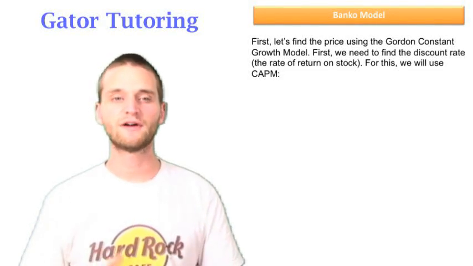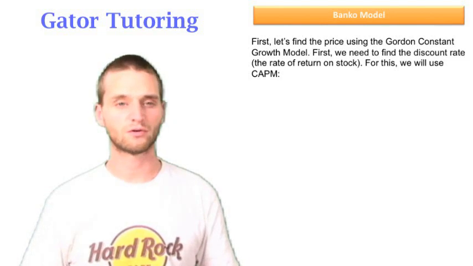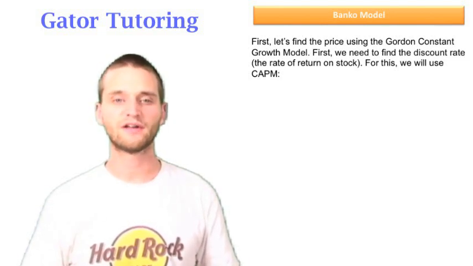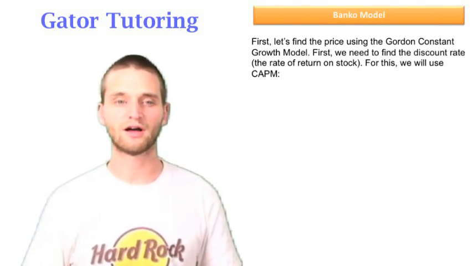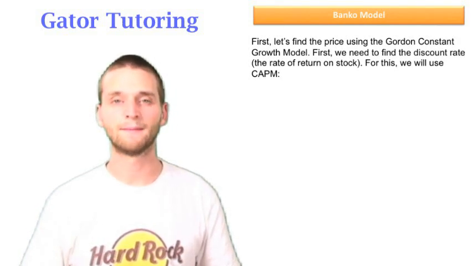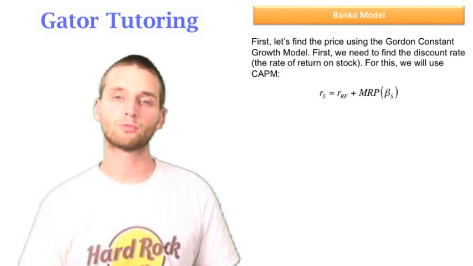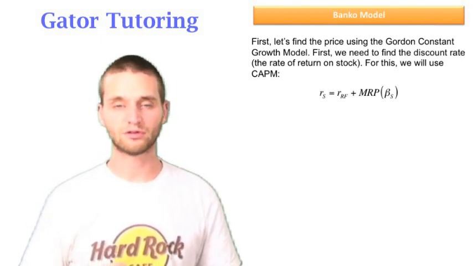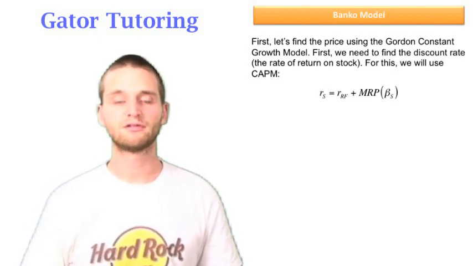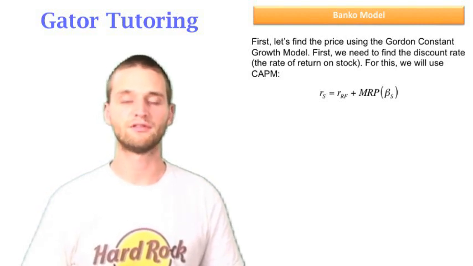So first, let's find the price using the Gordon constant growth model. First, we need to find the discount rate, the rate of return on stock. For this, we'll use CAPM, the capital asset pricing model. CAPM says that the rate of return on stock is equal to the risk-free rate plus the market risk premium times the beta of the stock.